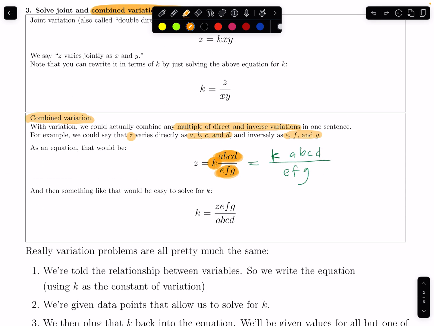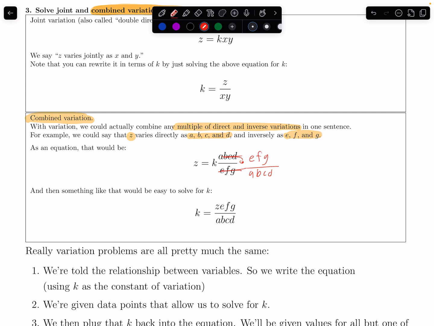Again, just like always, you could solve for k easily. How would I do that? Let's take this equation up top as the starting point. If I wanted to solve for k, how would I do that? Just do the opposite, right? Multiply by e, f, g and divide by a, b, c, d. So these guys would all cancel. And then that would be the same thing on this side. E, f, g on top, a, b, c, d on the bottom. And you see, that's what you end up with, right? The z times e, f, g on top, a, b, c, d on bottom.